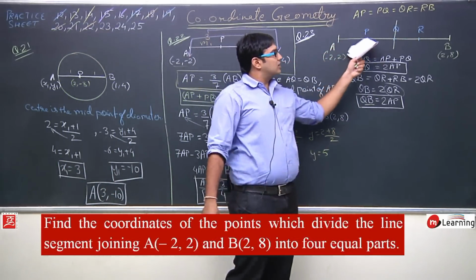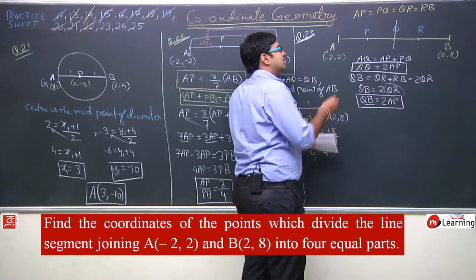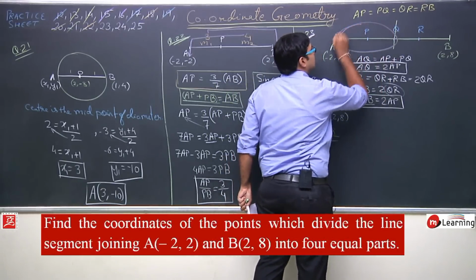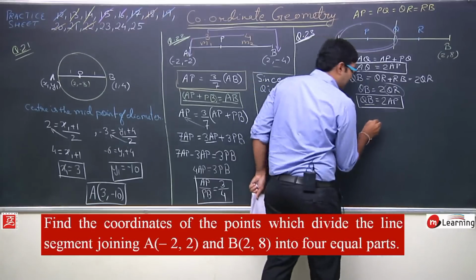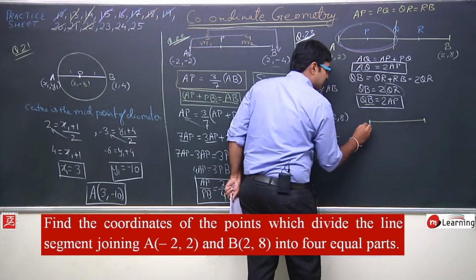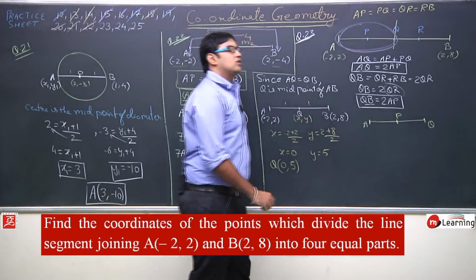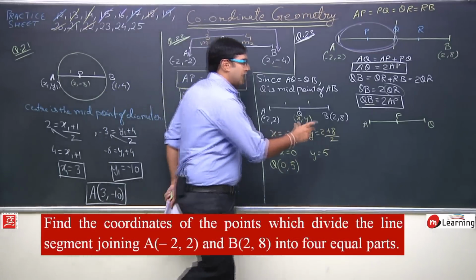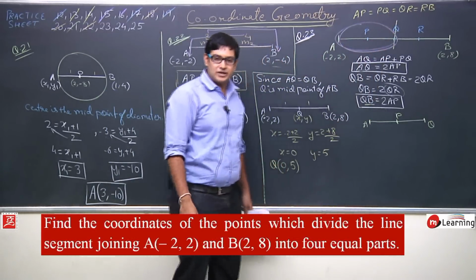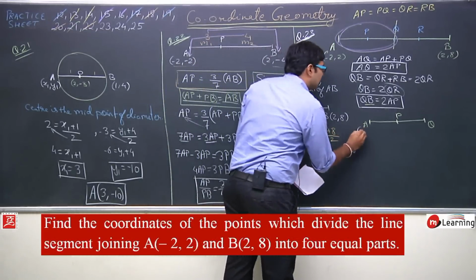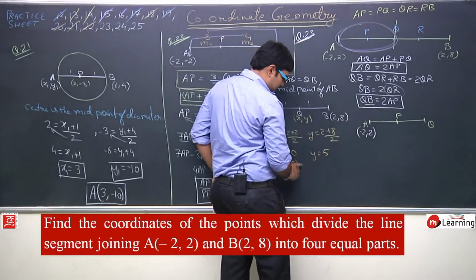Now, can we determine the coordinates of P and R also? Yes, it's very easy. Observe this section of line. In this part, you can see that AQ is a line segment and P is basically the midpoint of this line segment, because AP and PQ are equal. You know the coordinates of A, it is (-2, 2), and you know the coordinates of Q also, that is (0, 5).